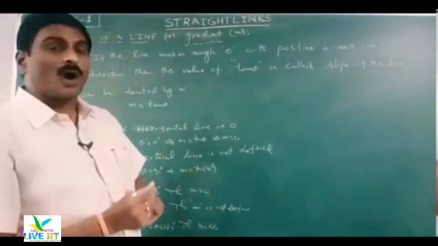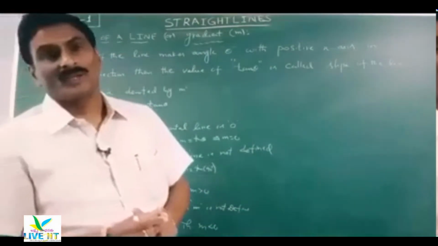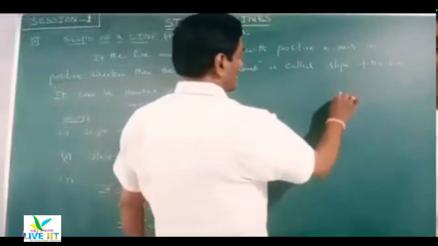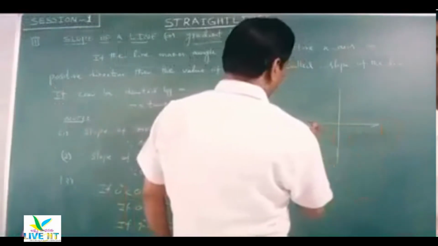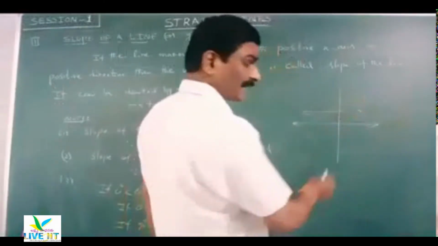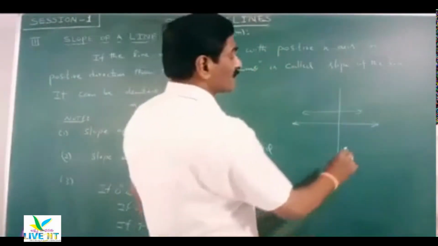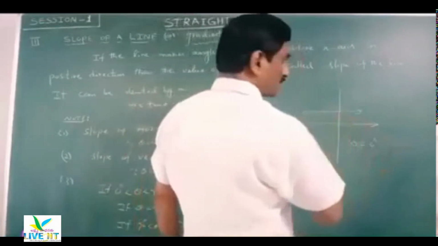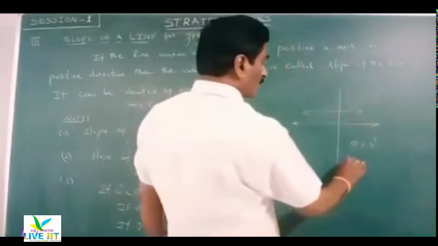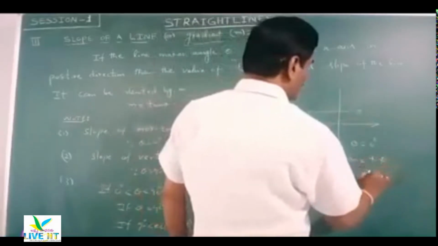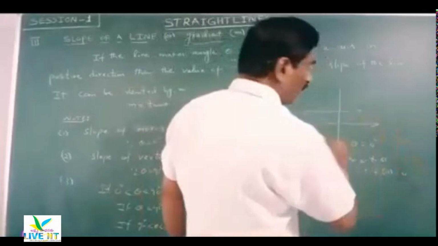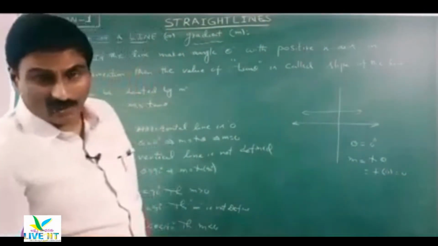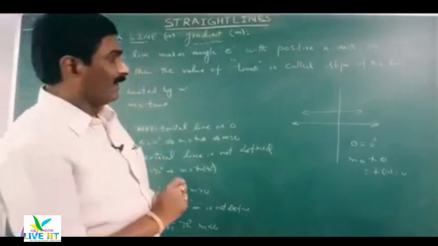Next, for horizontal lines, what is the angle of inclination? Suppose this is the x-axis. The x-axis and the lines which are parallel to the x-axis are said to be horizontal lines. What is the inclination of the horizontal lines? Theta is equal to 0 degrees. So slope m is equal to tan theta. Tan 0 means 0. So the slope of horizontal lines is equal to 0.